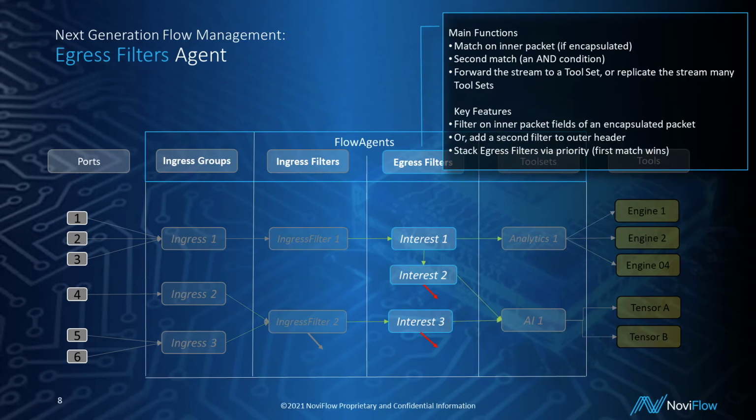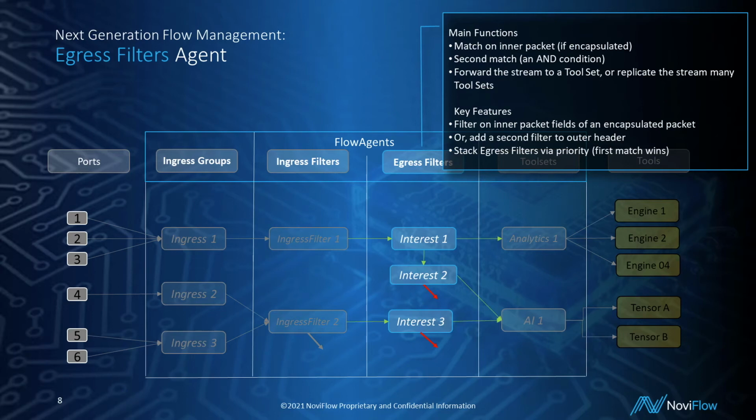The egress filter phase is the most powerful phase in the pipeline. So agents in the egress filter phase have the following main functions. One, you can match on the inner packet if the packet was encapsulated. And this is really, really powerful because we're not having to tear the packet apart. We're not having to decapsulate it. We're not having to do any of that to look inside at the actual payload and match on any of the headers in that payload.